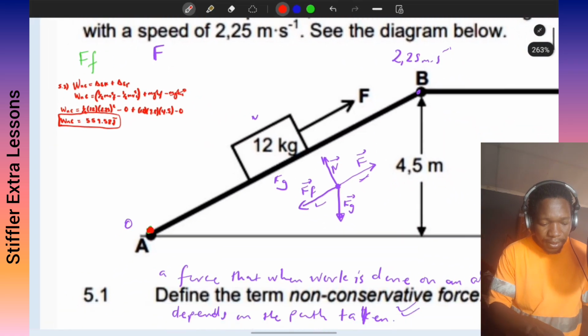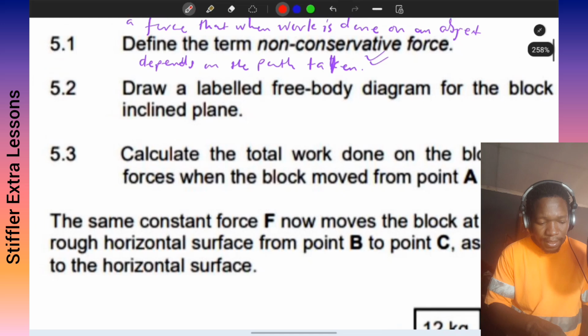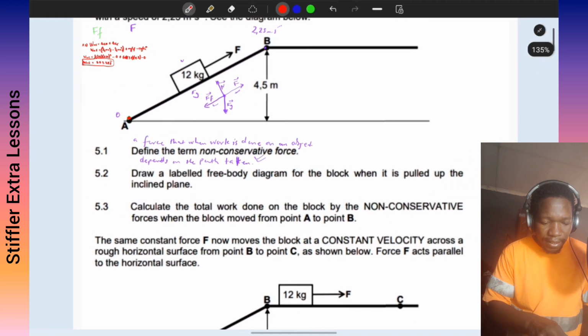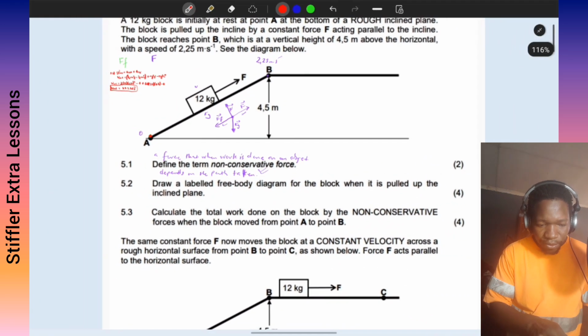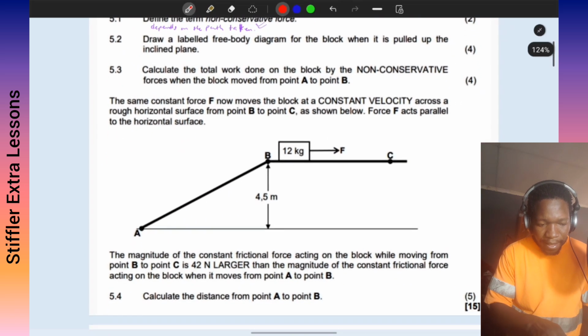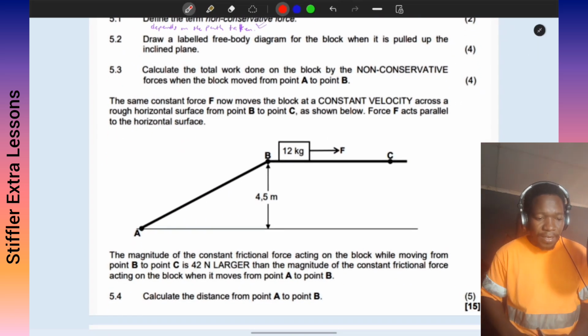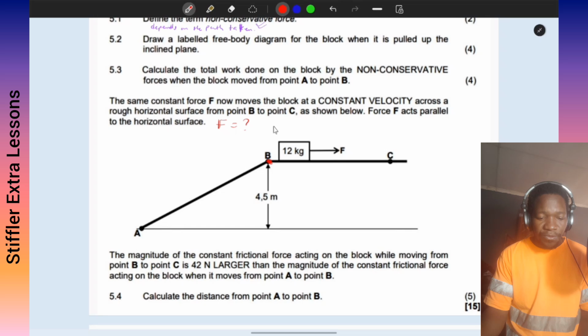Let's see what it is about. So now they said, and it was just for marks. No wonder it was that simple. The same constant force F now moves the block at constant velocity across a rough horizontal surface from point B to point C. The force is remaining the same, but you don't know what that force is, right? As shown below. And again, we are told that it is moving at constant velocity.